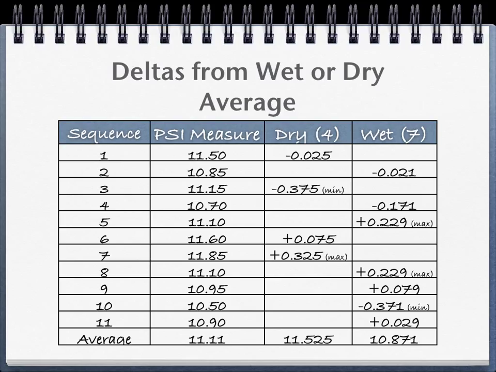For the wet balls, similarly, the min is 0.371 psi below the average, and the max is 0.229 above the average.